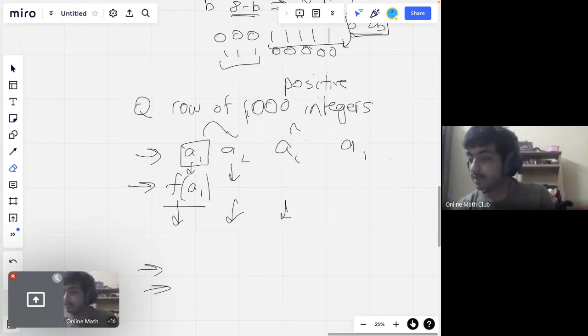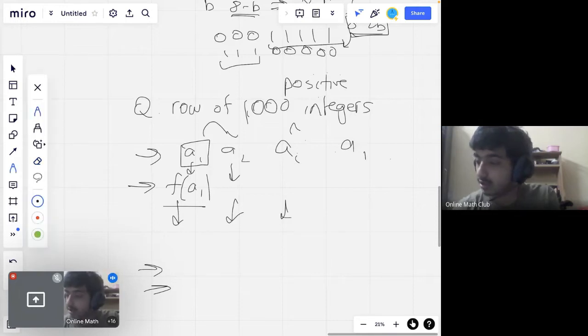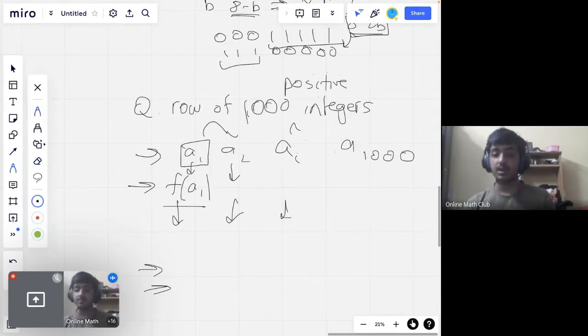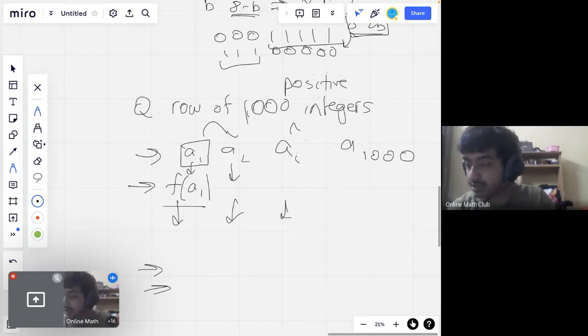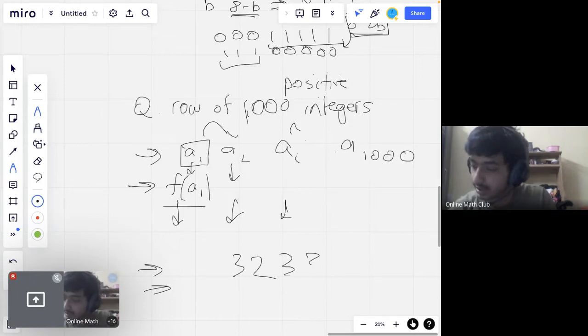Okay, so the question is, let's say you have a row of positive integers. We arrange positive integers in a row. Say you have 1,000 positive integers, right? Then in the row below, you write down the number of occurrences of that number in the initial row. So if you have a1 till a 1,000, let's say it's not 1,000, let's say you have five numbers. Let's say you have 3 2 3 3 2.